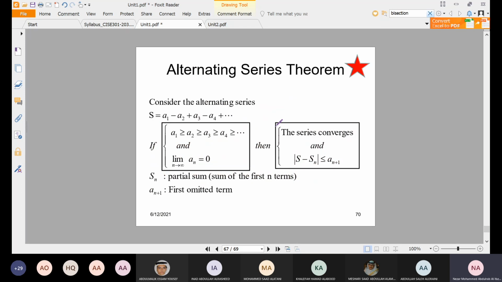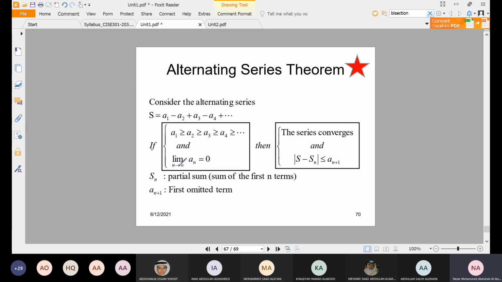So here we have two conditions for this series. If we have an alternating series S, it contains the coefficients A1 minus A2 plus A3 minus A4 plus, to infinity. The magnitudes of the terms should be the same or reduced. For example, A1 is greater than or equal to A2, and A2 is greater than or equal to A3. So this is the first condition.